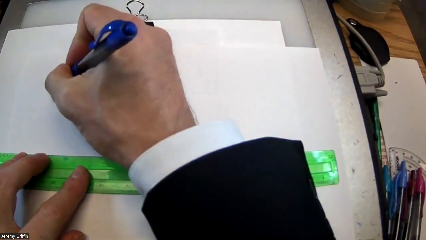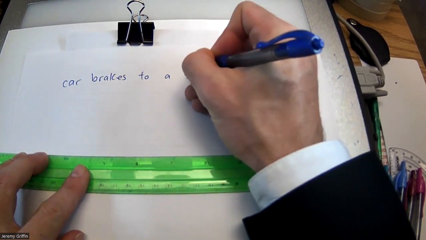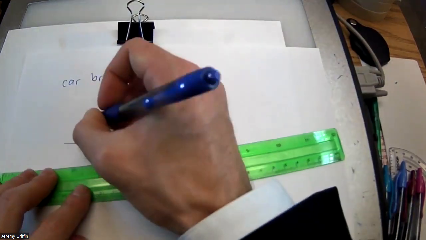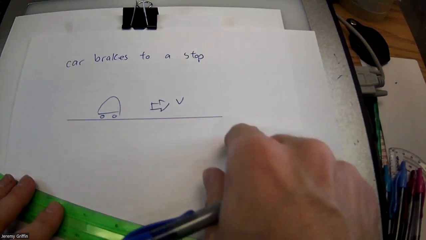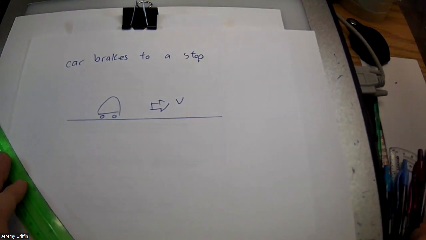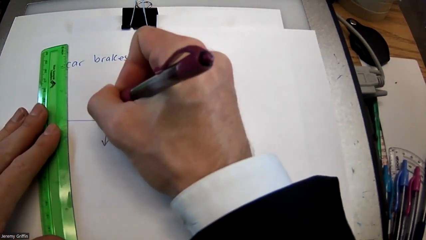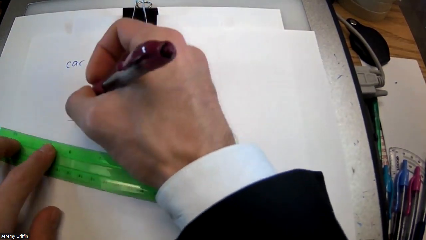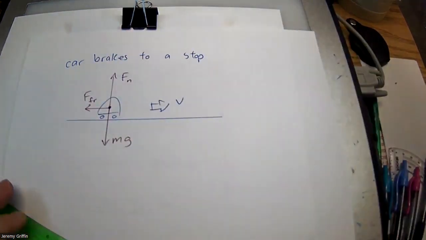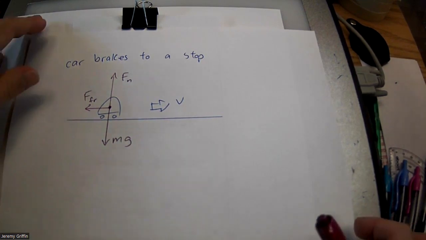How about this? What if you have a car braking to a stop? Road, car. Maybe it's moving to the right. What would the free body diagram look like for that car? Just a weight and a normal force and a friction force that slows it down, right? Is that it? I think that does it, right? Okay.